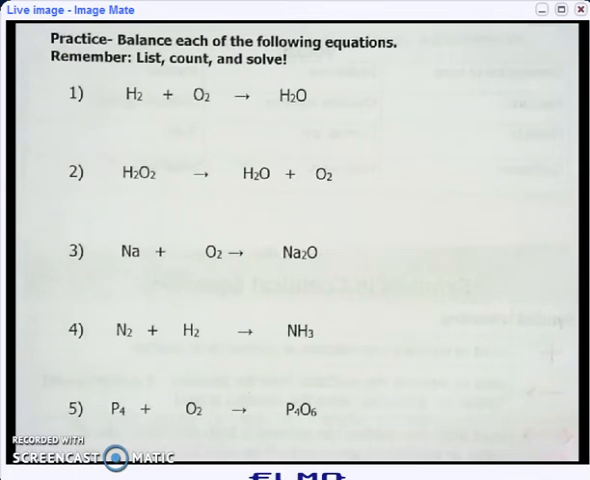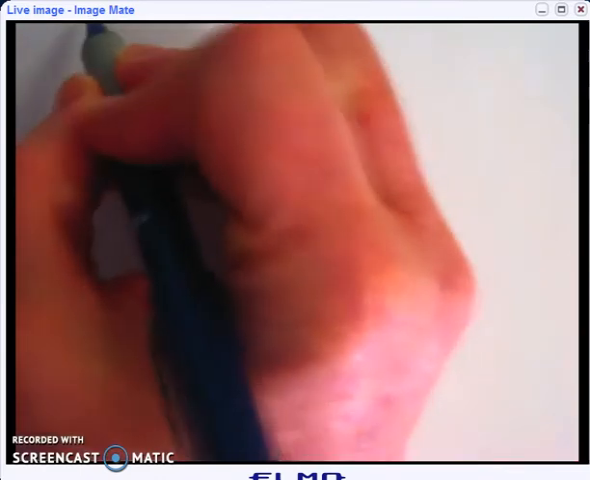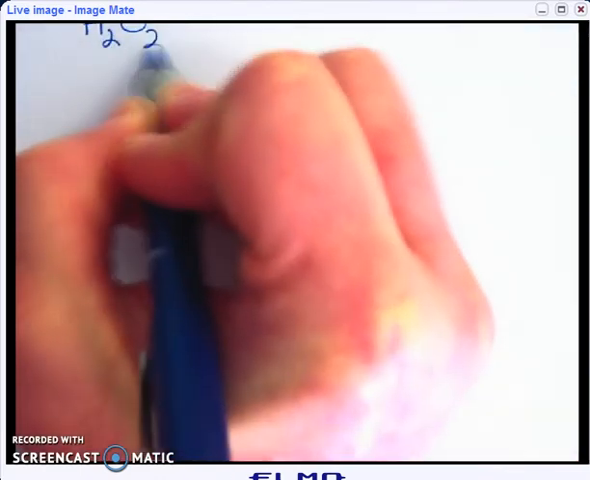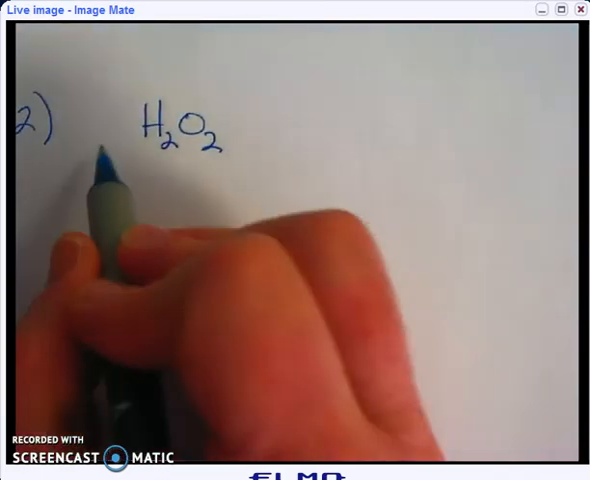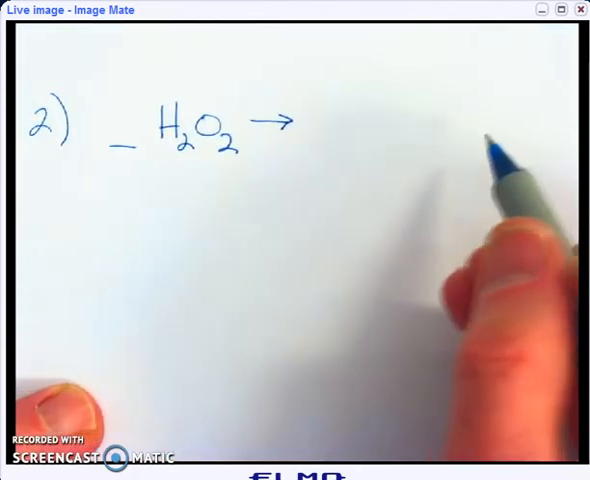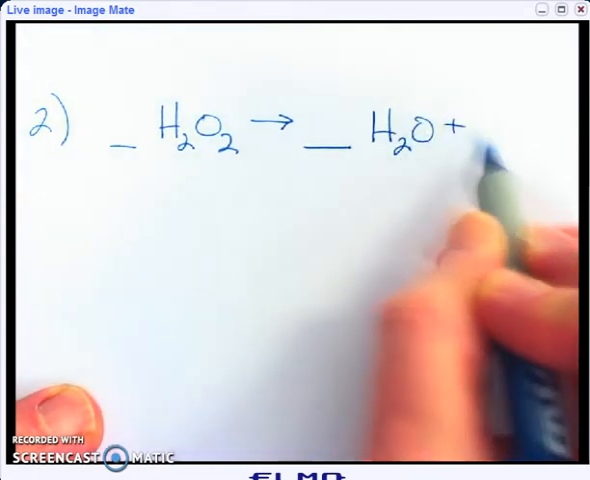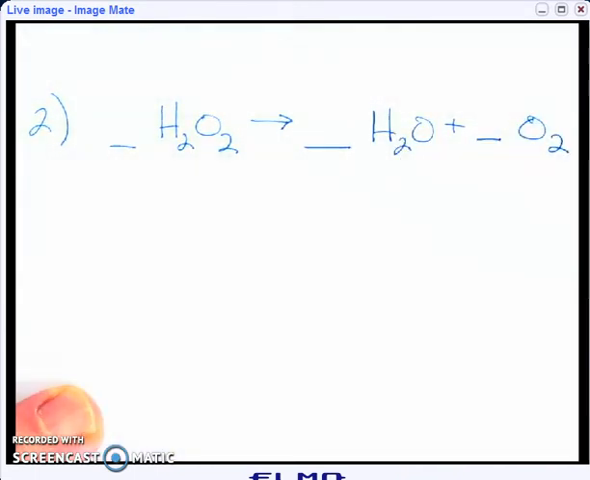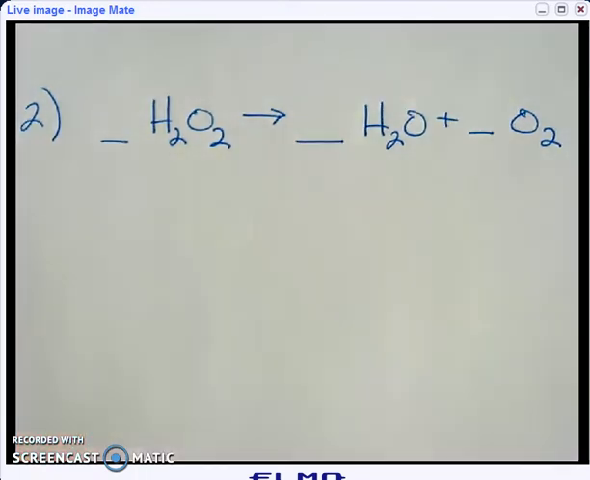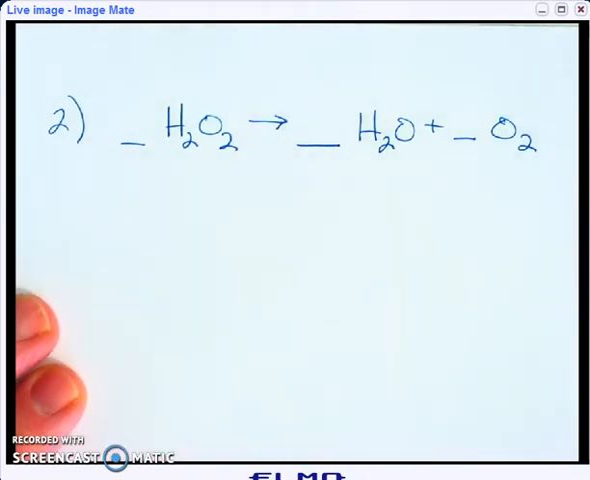In order to make it a little easier to see, I'm going to do it on a piece of paper. So on number 2, we have hydrogen peroxide, and it decomposes. We talked about that. That's why it's in a brown bottle. It decomposes into water and oxygen. So my job is to find the coefficients, the numbers out in front.